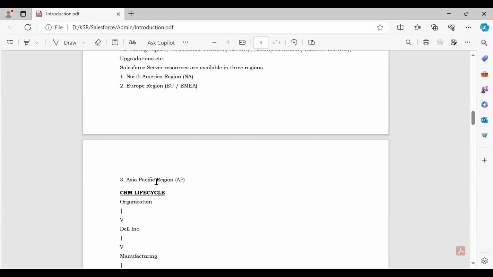So depending upon the location, whenever you are using your Salesforce CRM application, first of all, to create your login credentials, you are going to fill up a registration form. I will show you that. Let me show that so that you will get the clear picture.